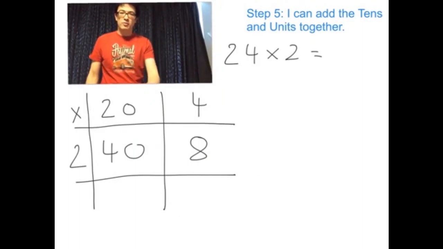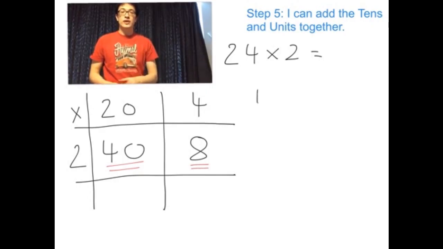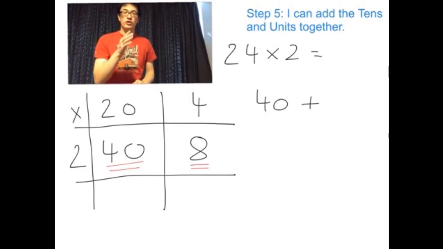So, step number 5. Okay, we're almost there now, people. What we need to do for this step is take the tens and the units and combine them back together. So we're going to have to add them together. So here we've got 40 and we've got 8. And we're simply going to add them back together.